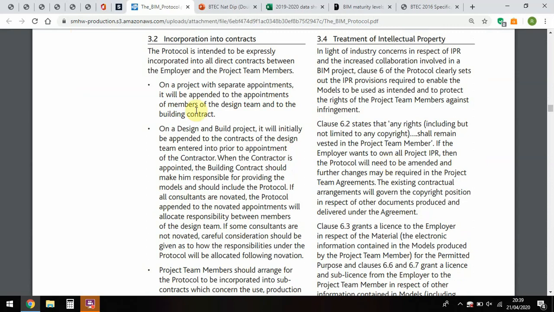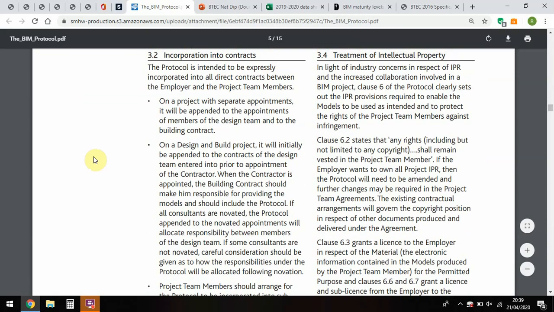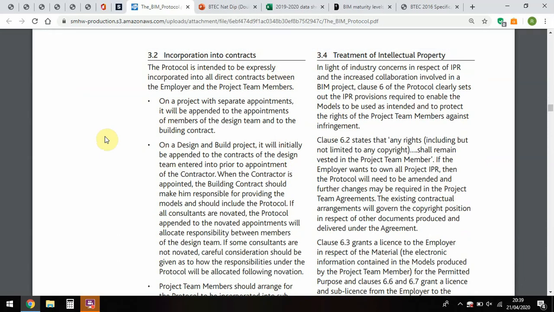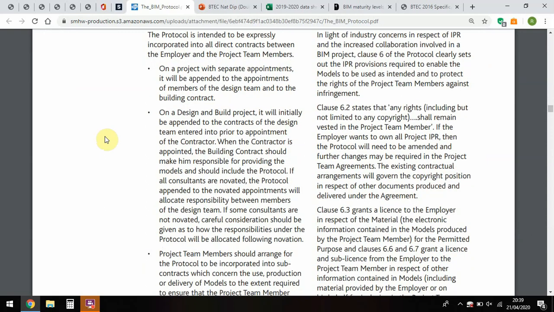So it talks a little bit here about how it is incorporated into contracts, and what it's basically saying is that if you're trying to write up any kind of contract between the employer and the project team members at any stage in that, you should be looking at what the BIM protocol says to make sure that those contracts are nice and clear for what everyone should be doing.